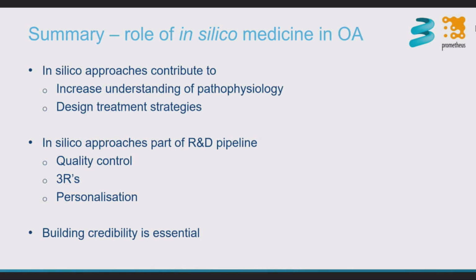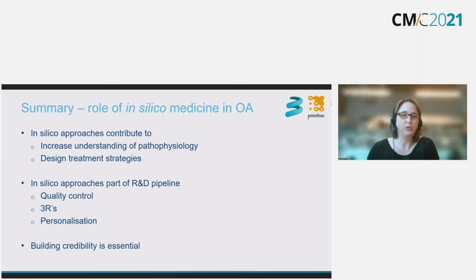And so that was the little trip that I wanted to make to show you how we use different models to increase our understanding of the pathophysiology and design the treatment strategies. In the scope of tissue engineering, we also use models to build digital twins of the bioreactors that we use to culture our cells. So quality control is something that is very important, for which we use in silico models, and of course, triage and personalization.